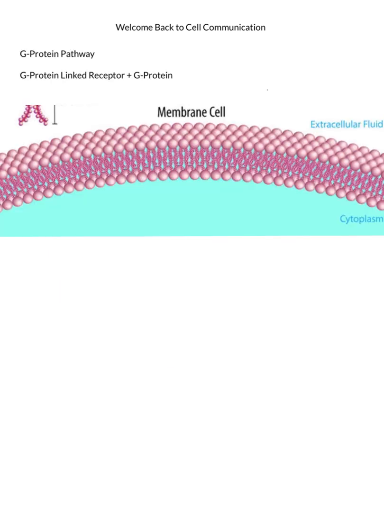Now let's talk about pathways. First, we're going to start out with the G protein pathway, which is the most common pathway used by cells. This pathway consists of a G protein linked receptor and a G protein. The G protein linked receptor or G protein coupled receptor is found on the membrane of the cell. It consists of a large family of cell surface receptor proteins that share a common structure and method of signaling, which is only found in eukaryotes.